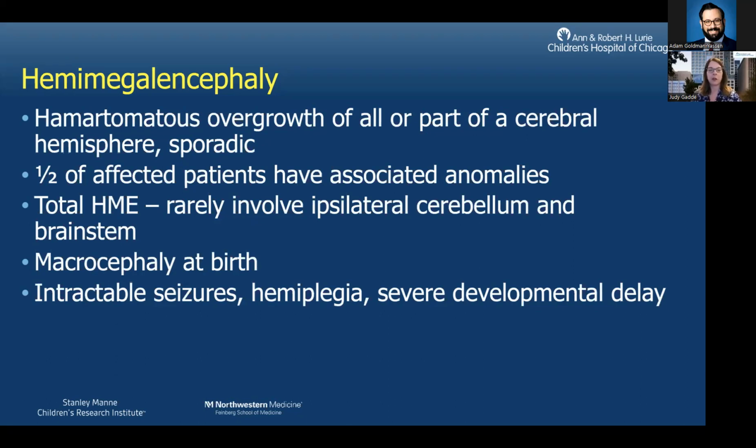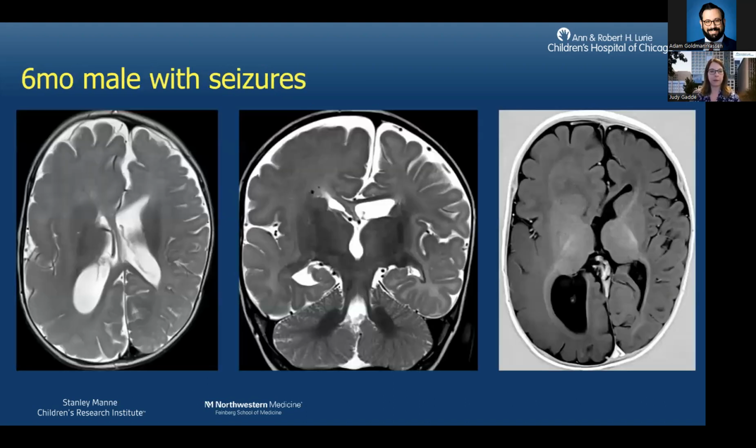And these patients will classically present with macrocephaly at birth, so something to keep in mind. Of course, they will present with seizures. That's why we're talking about it today. And then hemiplegia and severe developmental delay. So here's an example of a 6-month-old male who presented with seizures.